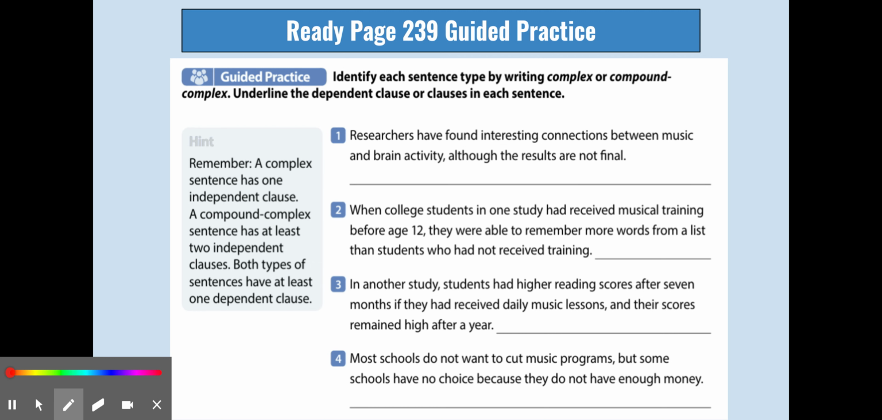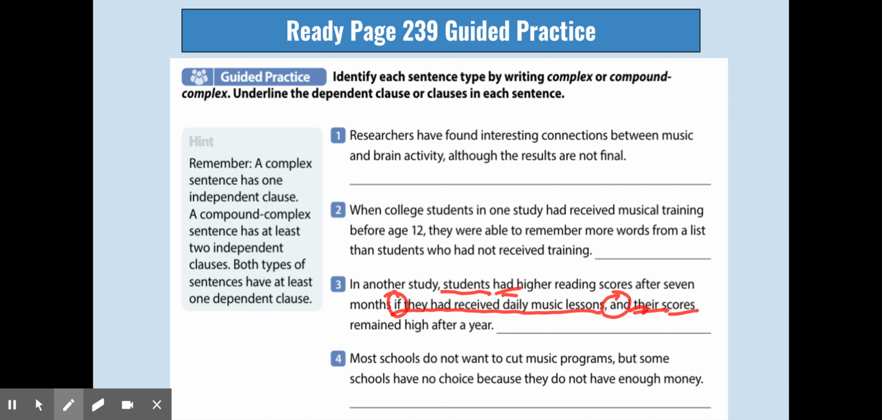Number three, in another study, students had. Now, in another study is a phrase, it is not a clause. Students had higher reading scores after 7 months if they had received daily music lessons. There's that subordinating conjunction, if. That comma and is letting me know that this is creating a compound sentence now. So I just had a complex sentence before, and now that comma and is giving me compound-complex vibes. So I have a subordinating conjunction and a coordinating conjunction creating two clauses. So this is going to be my compound-complex sentence.